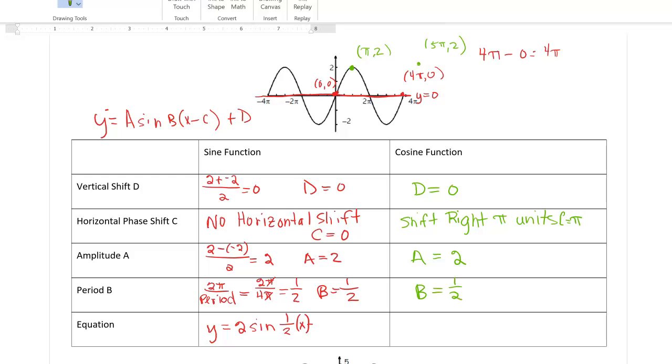Now if we put this all together, it's going to look like this. y equals 2 cosine of 1/2, and then x. And then remember, C is pi, so it has to be after the subtraction sign, so it's x minus pi. Let's double check our answer in Desmos. Let's go ahead and bring up Desmos here.